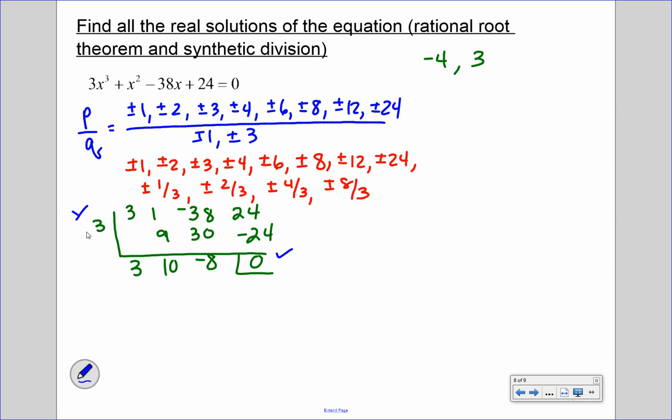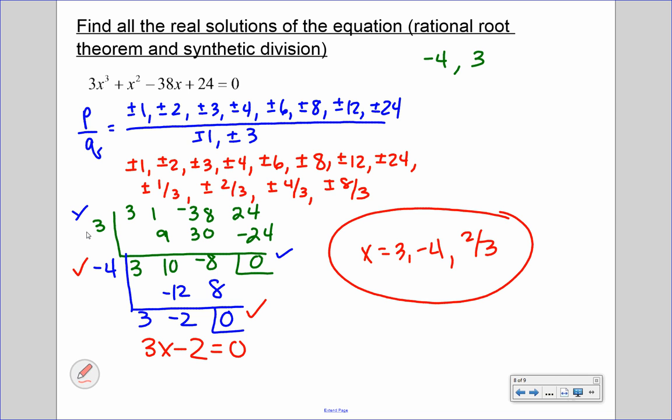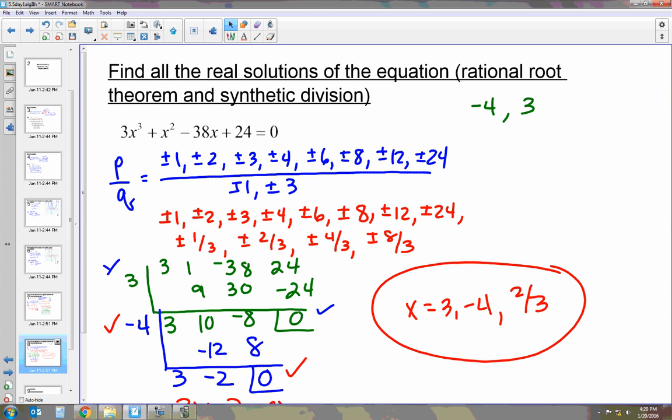Now, what we can do is try -4 using synthetic division again and see if that works. So we bring down the 3, -12, -2, 8, and then 0. So we know now that -4 is definitely a solution, and we can write this as 3x minus 2, and if we set it equal to 0, it gives us our third solution. So we have 3, -4, and 2/3. So if we have a lot of possible solutions, you can use your graphing calculator as a guide of where to start to pick what to put into your synthetic division.